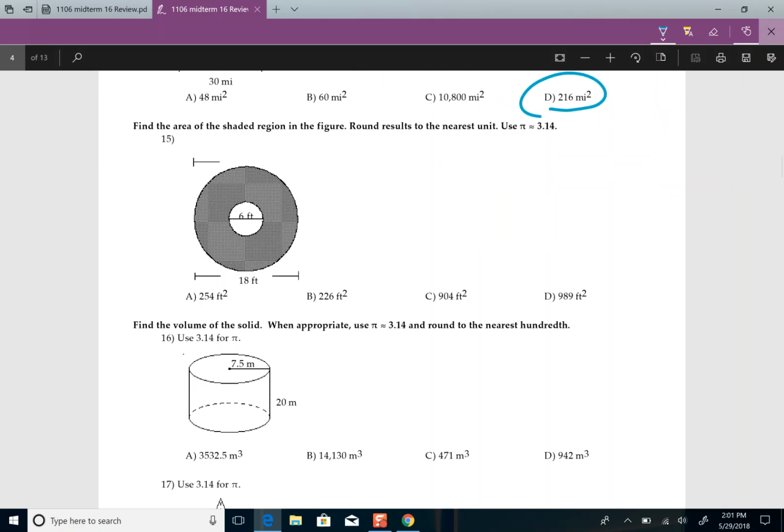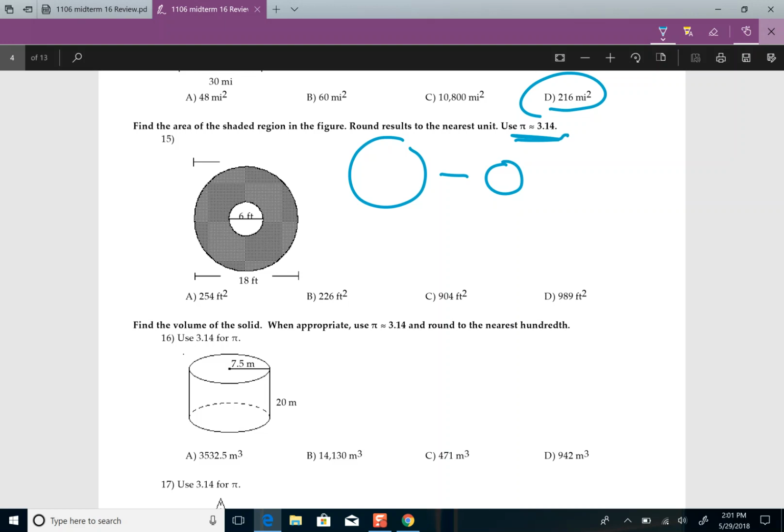All right. Number 15, we're getting a little fancy. It says shaded. So I have two things going on. I have an outside circle and then minus an inside circle. So I want to subtract the area of the two to get the answer. It says use pi is 3.14.